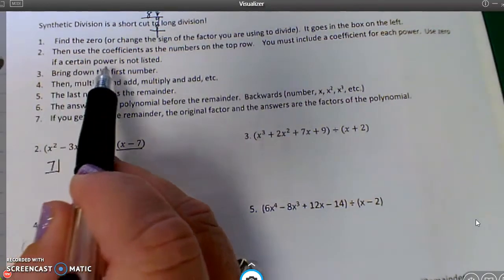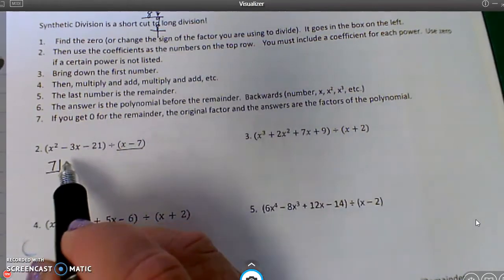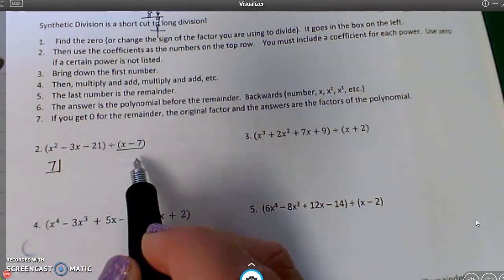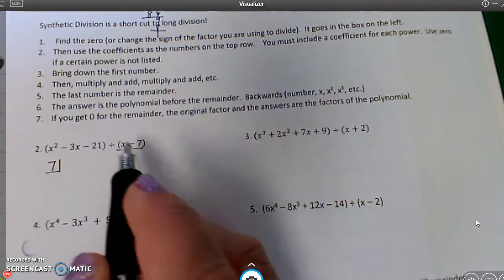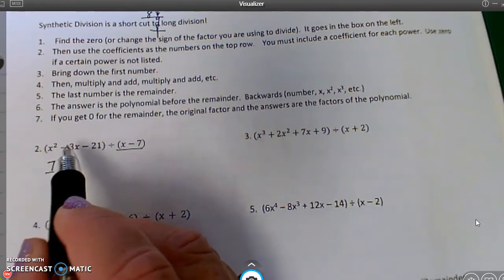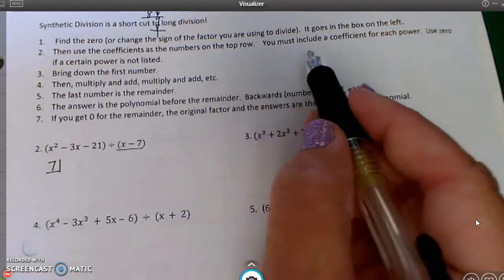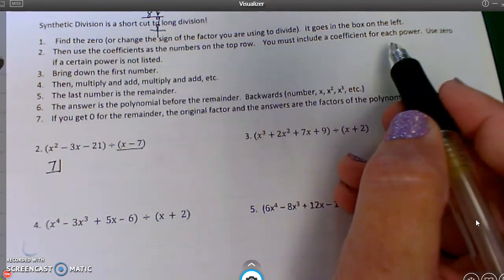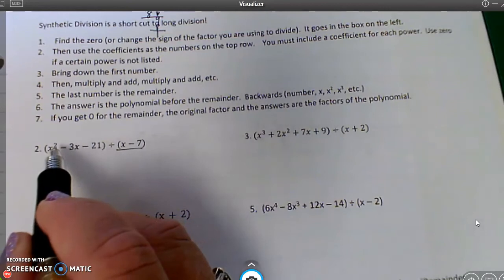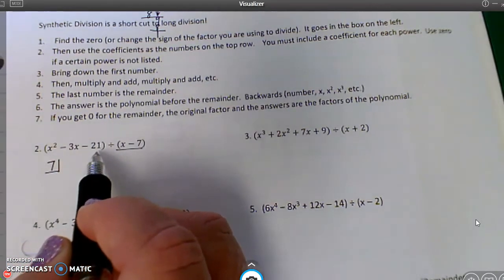Then it says, use the coefficients as the numbers in the top row. What that means is there's going to be a row right here beside the 7, and the numbers I'm going to put there are the numbers that are the coefficients of what you're dividing. Okay? It says you must include a coefficient for each power. Just very quickly, notice that I have the second power, I have the first power, and then I have a number. That's good. Nothing's missing.